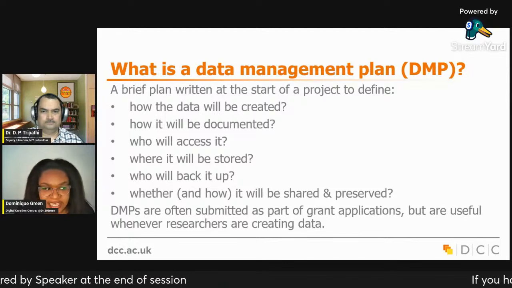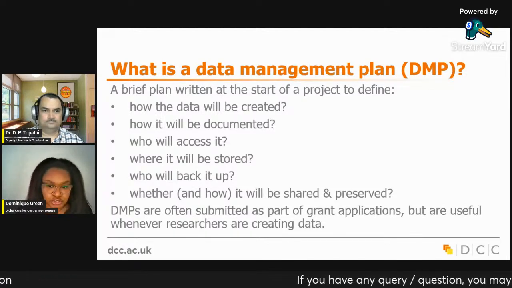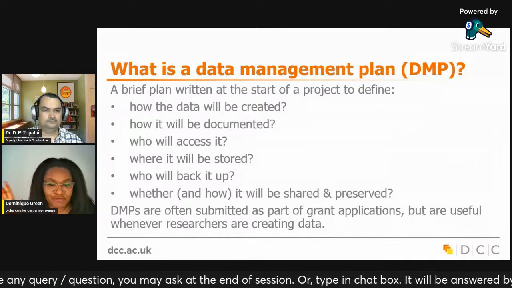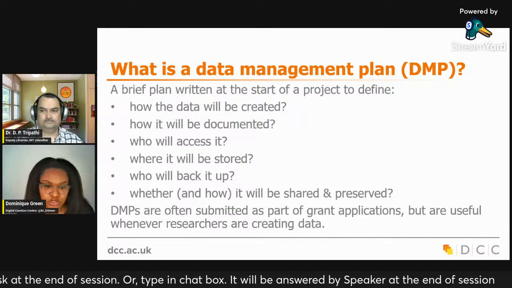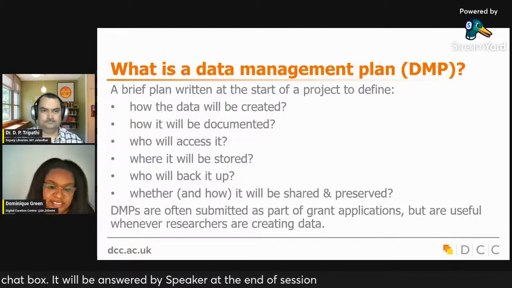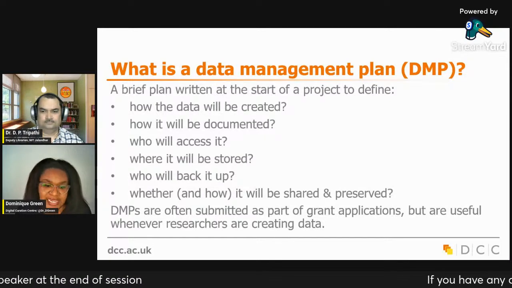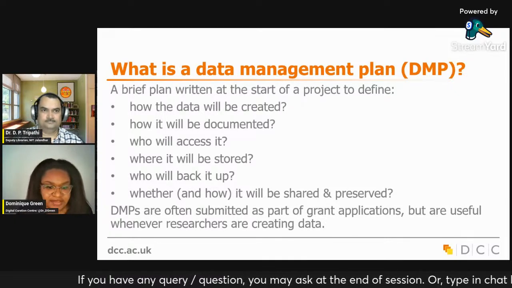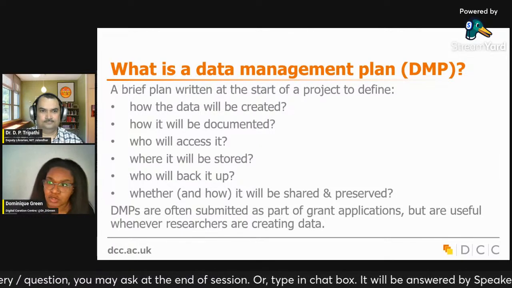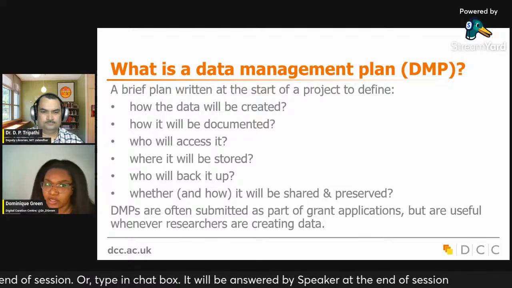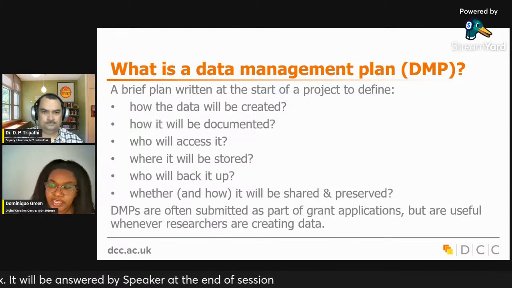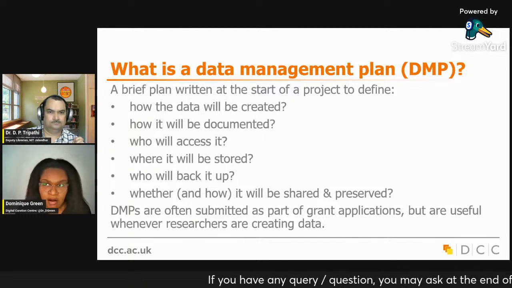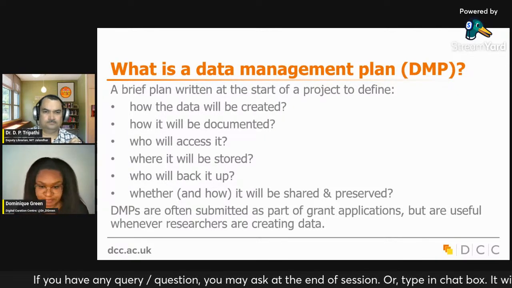So a data management plan is essentially a brief plan that researchers start writing at the very start of the project. So before they even enter that research data life cycle, before they start data collection, it's a plan that's written at the very, very start of the project. And it should address some of the main points listed here on the slides, like how the data will be created and documented, who will access the data, and where the data will be stored, whether during this active phase of the data lifecycle, or during the preservation stage of the life cycle towards the end of the research project. Will you use a repository? Will it be stored in an institutional repository or will it be stored somewhere else? These are all the questions that are thought about during the development of the data management plan.